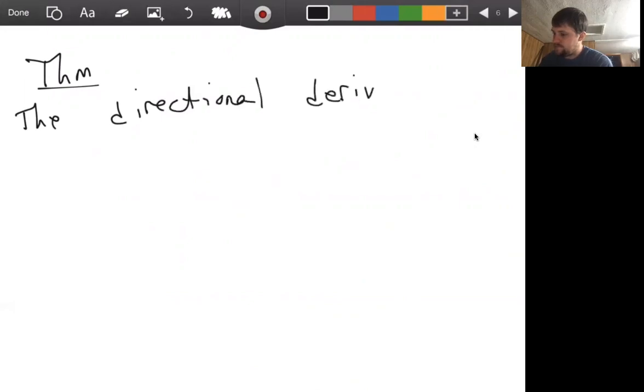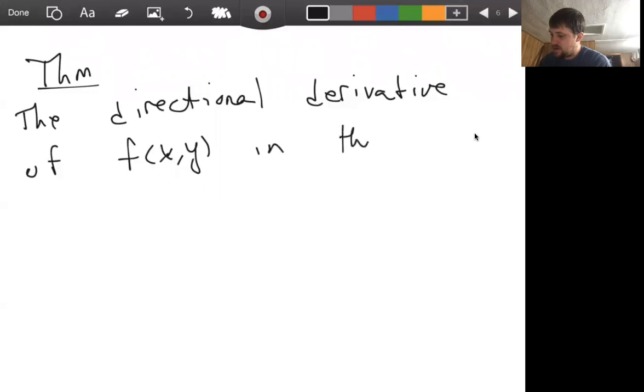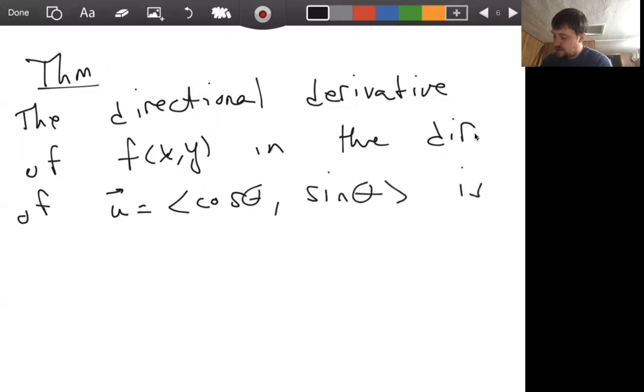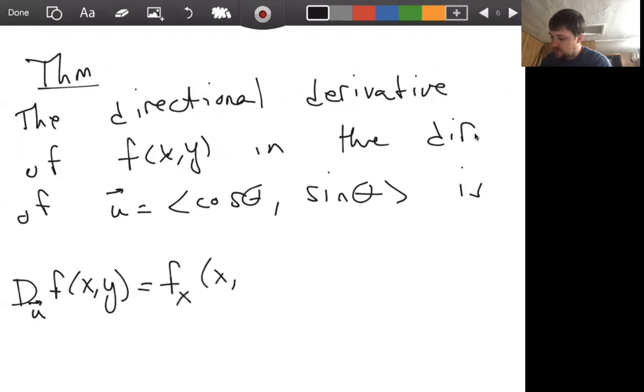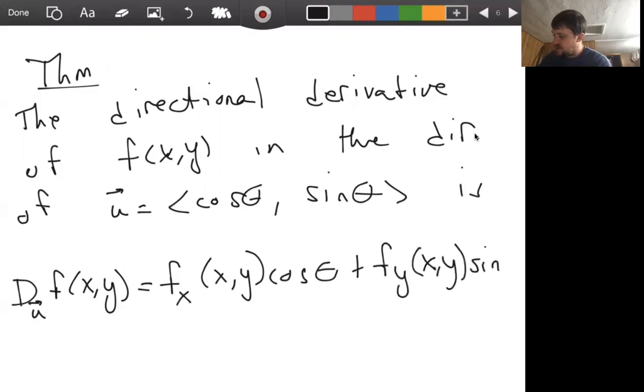The directional derivative of f of xy in the direction of u, which is, again, cosine theta, sine theta, is, so we'll write d sub u f of xy equals the x partial derivative times cosine theta plus the y partial derivative times sine theta.